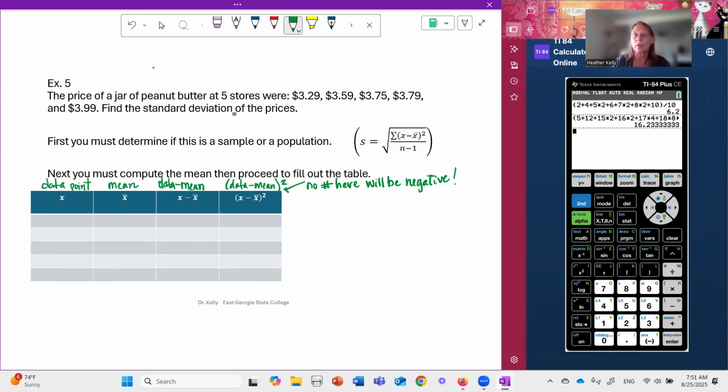This is the table that I use. You're welcome to use something different if you want, but I expect to see this. Listen to me very carefully: if you plug all of your data points into the calculator and use the calculator's operations to give me the answer for the mean, I will not give you any points.